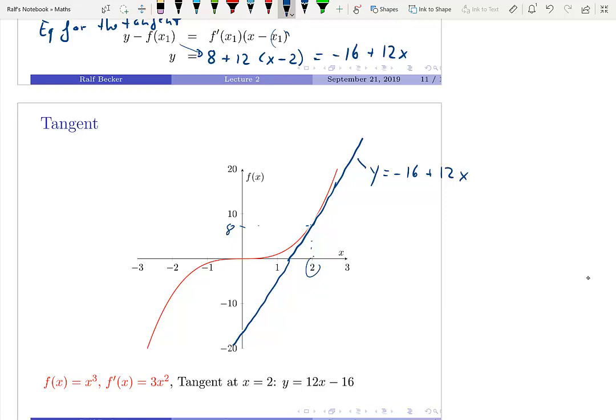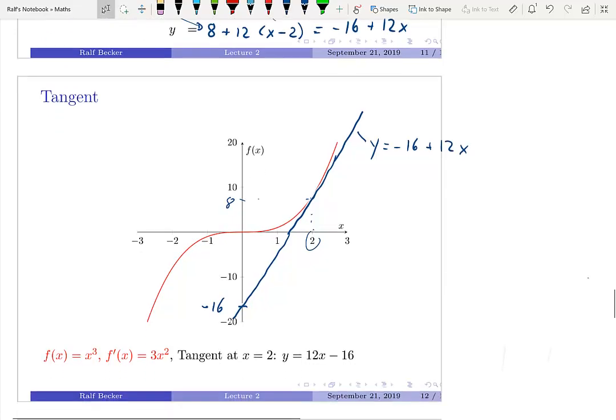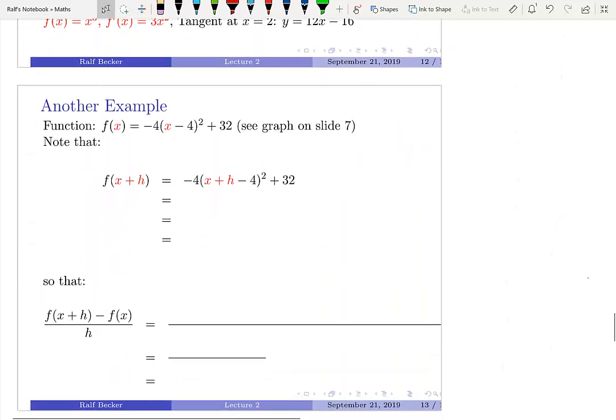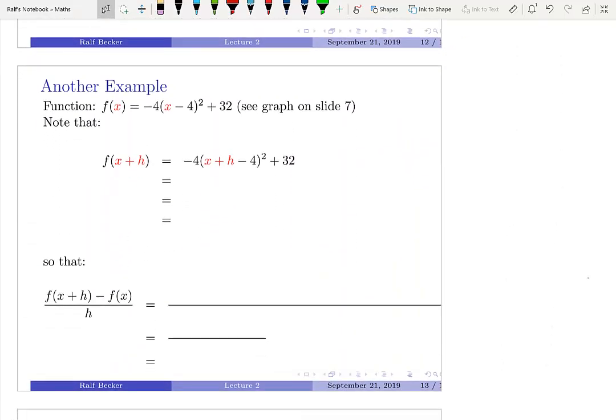12, that is the slope of our original function, the red one here, at x1 equals 2, and here's the intercept. So we use the definition of a derivative to calculate that first derivative, and then we calculate the equation for the tangent at a particular point.